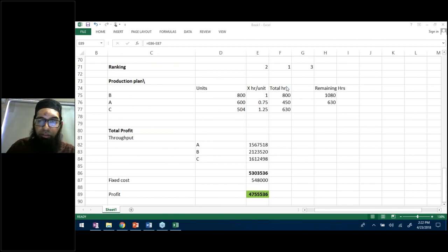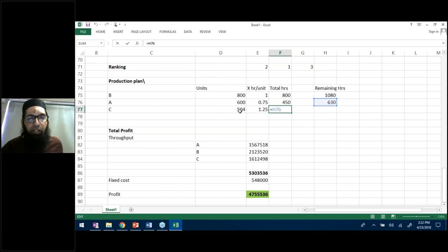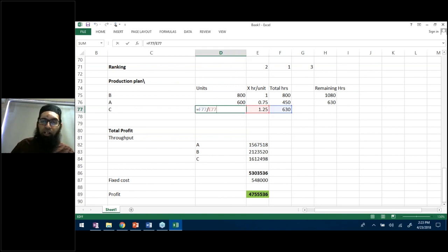Now coming to Saad's request to revisit the working of C. Saad, we knew that we have been left with 630 hours only, so I will be consuming a total of 630 hours. I also knew that we have 1.25 hours for each unit. So if I work it back, that is, if I divide the total hours by the hours per unit of procedure C, I will get the number of procedure C that I can do. So this is how I have done that.